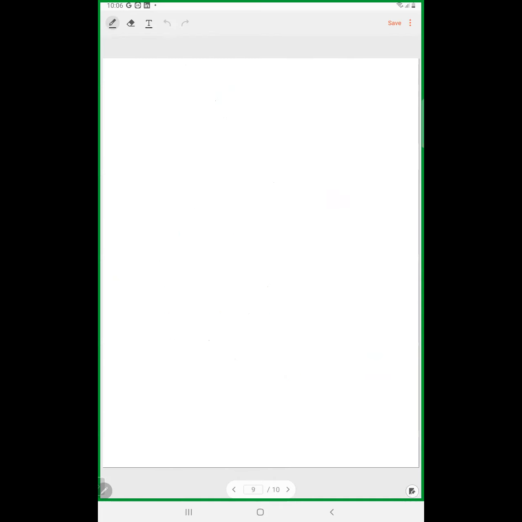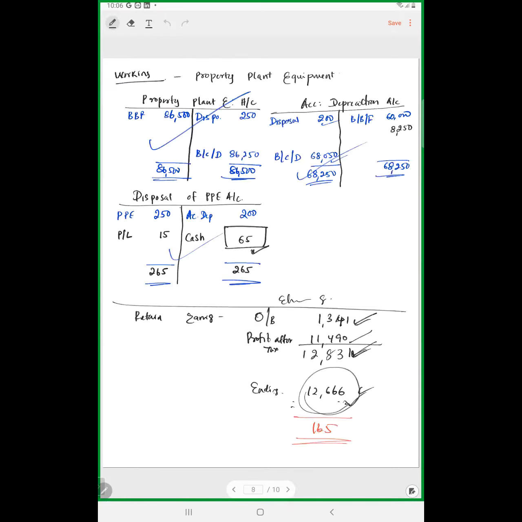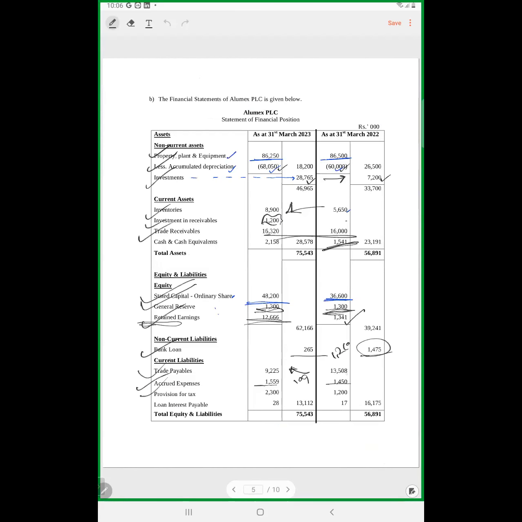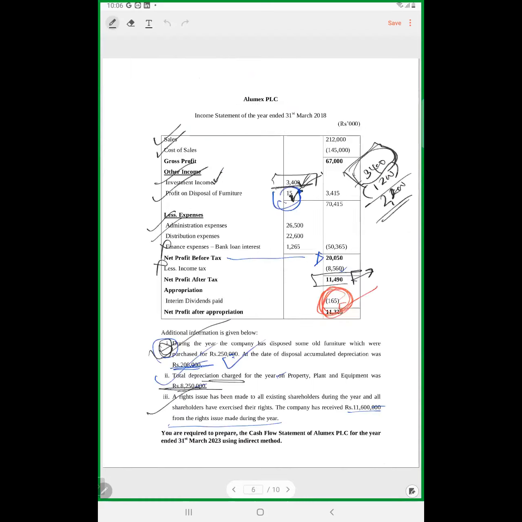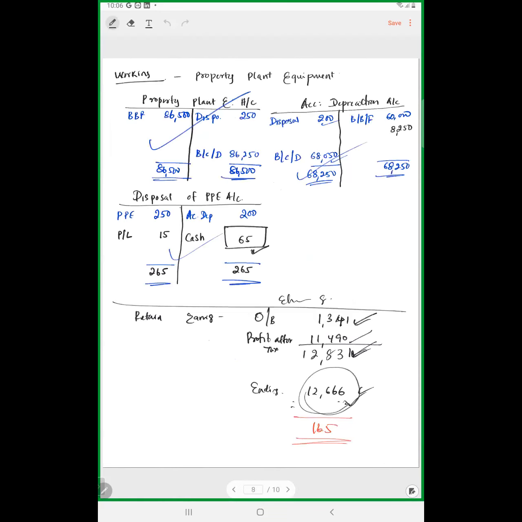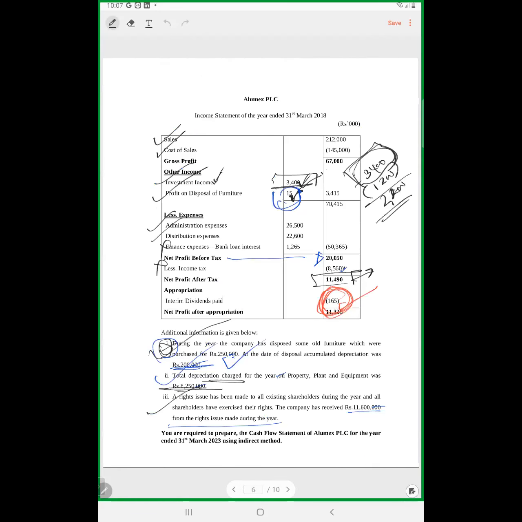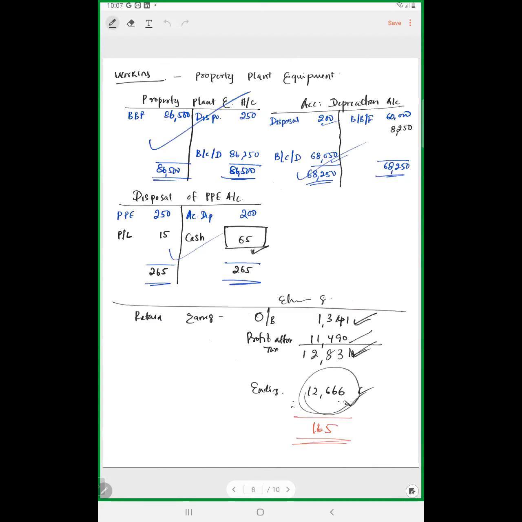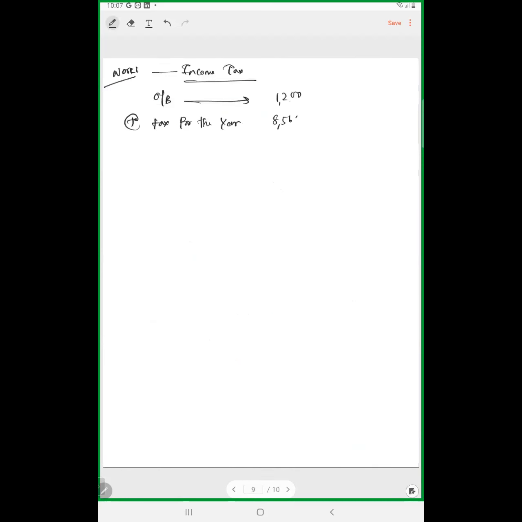Income tax, yes, we can create an account, a working. Opening balance. We had an opening balance for the income tax provision, 1,200. So for the tax for the year, how much? You can see here 8,560.